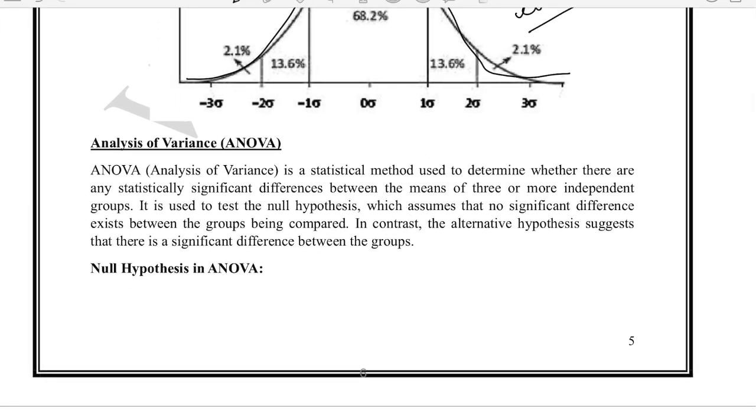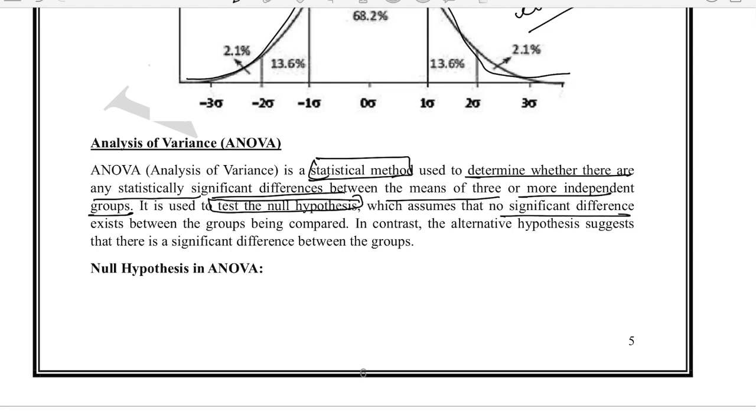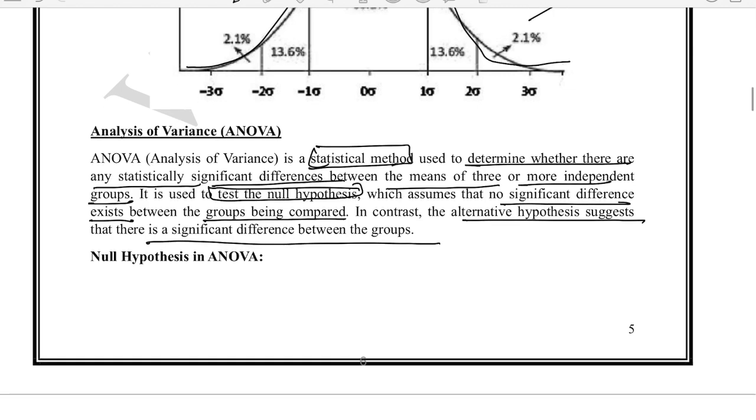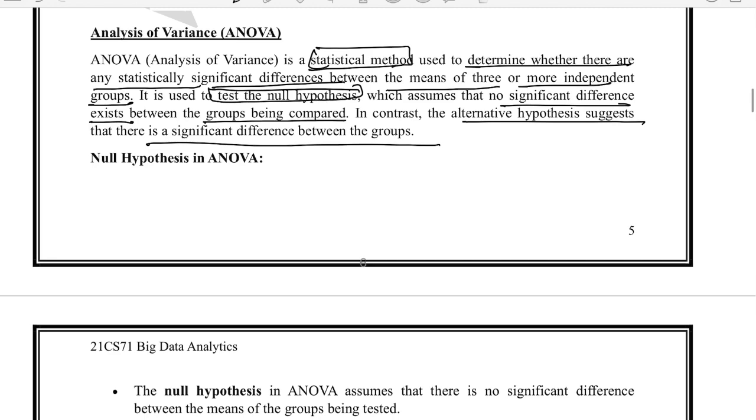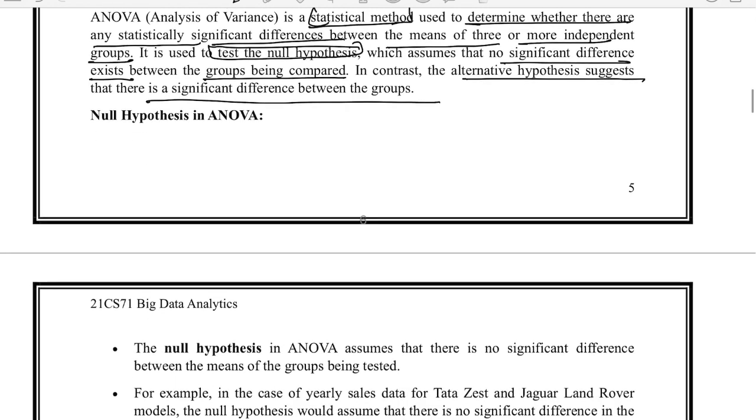Next we have analysis of variance, ANOVA. Analysis of variance is a statistical method to determine whether there are any statistically significant differences between the means of three or more independent groups. It is used to test the null hypothesis, which assumes that no significant difference exists between the groups being compared. In contrast, the alternative hypothesis suggests that there is a significant difference between the groups. With all theoretical topics like ANOVA, just mark up the definition and write it in the exam.